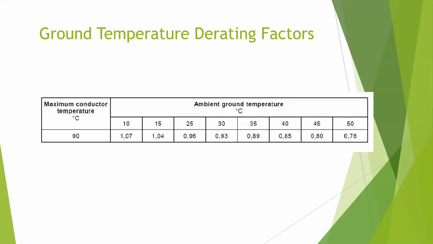Now the ground temperature derating factor. In the earlier slide, the default ambient temperature was 30 degrees, but for ground temperature the default is 20 degrees. At 20 degrees, our derating factor is 1. Below 20, we can have higher current. Above 20, we are going to have a lower current rating for our conductors.